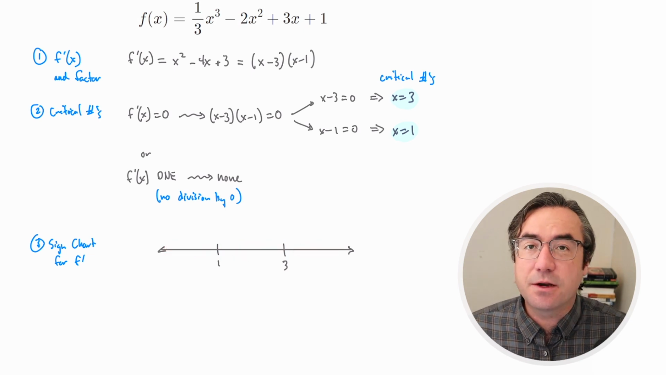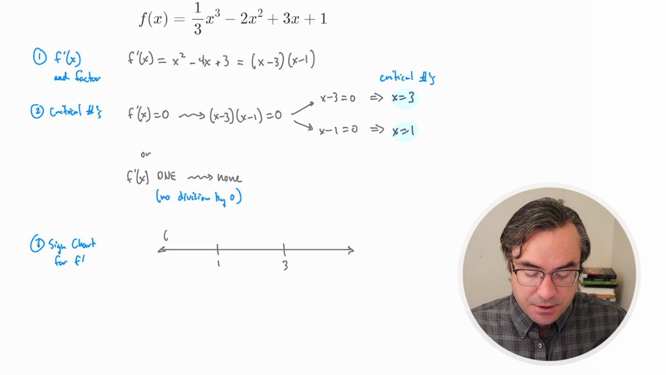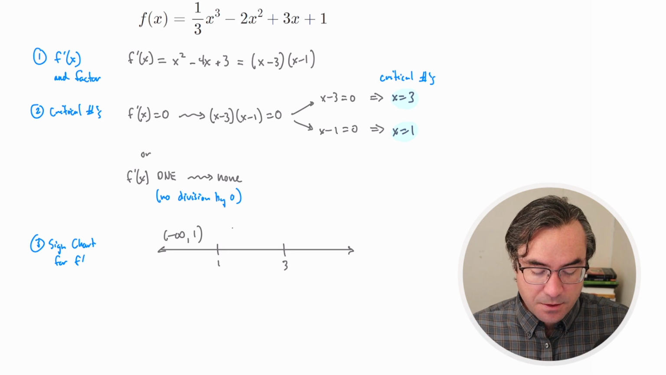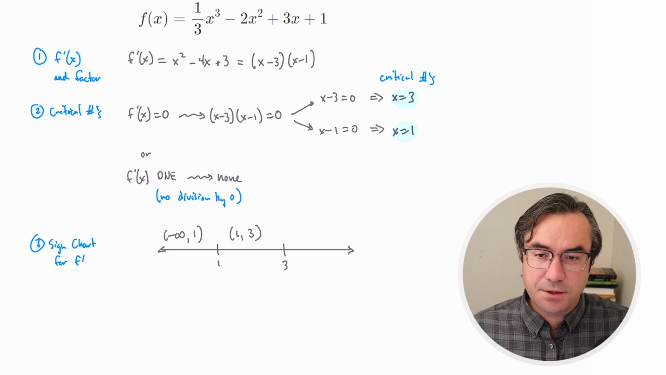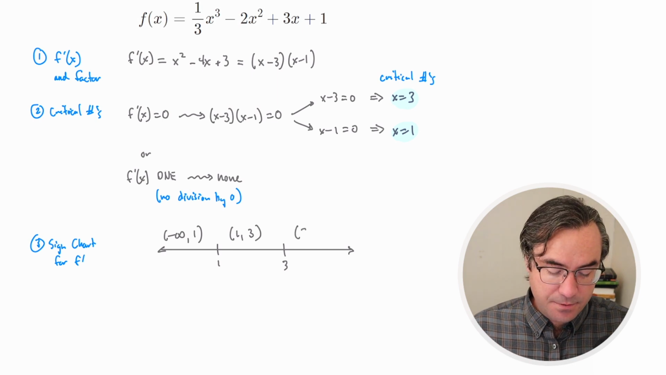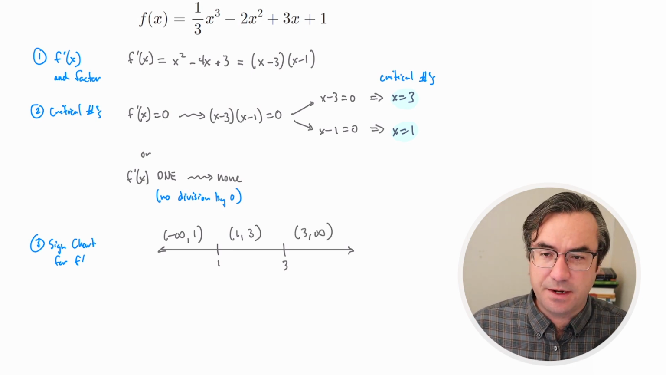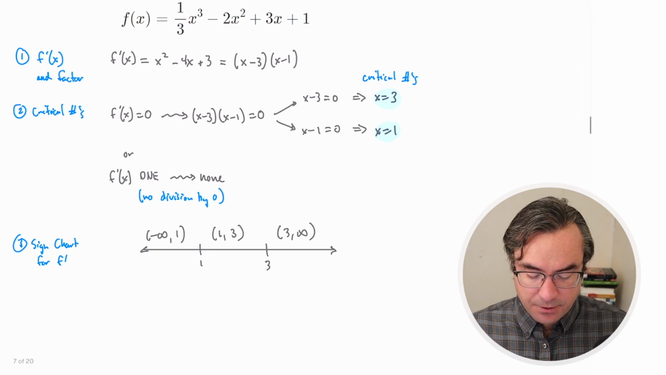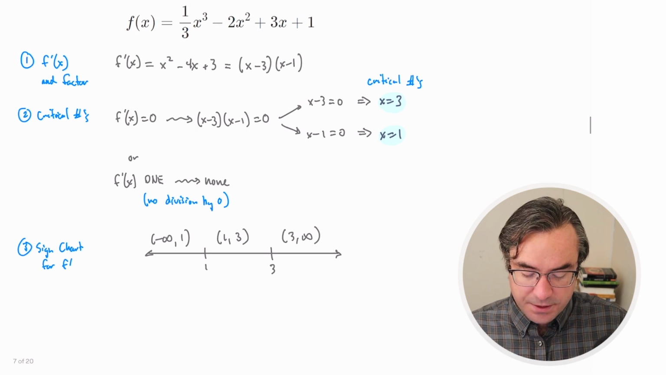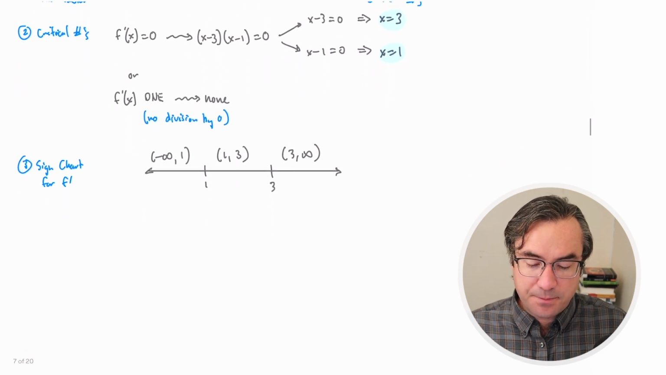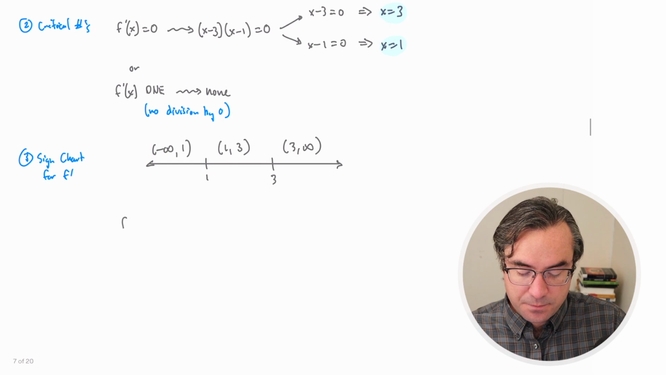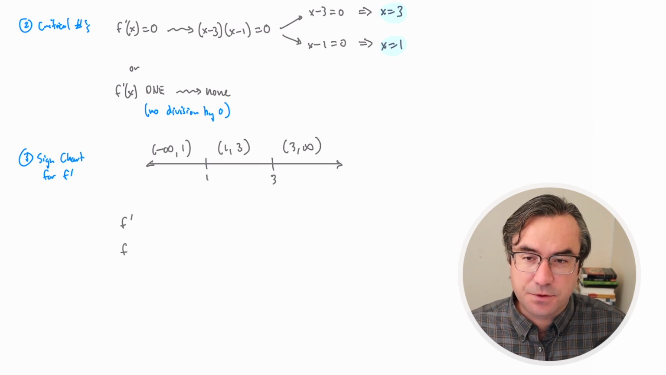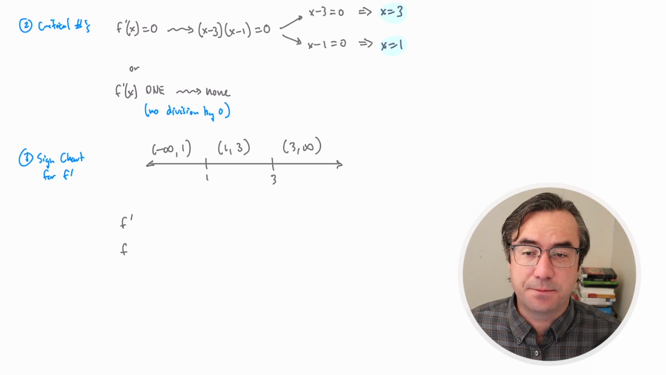So let's write out what the intervals are for those sections. This left interval will be from -infinity to 1. The middle section here will be from 1 to 3. And then finally 3 to infinity. And our goal here is to figure out, ultimately, what is the sign of f prime on each of these intervals. And that'll tell us what f is doing.